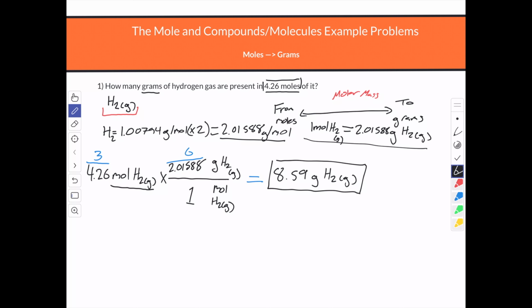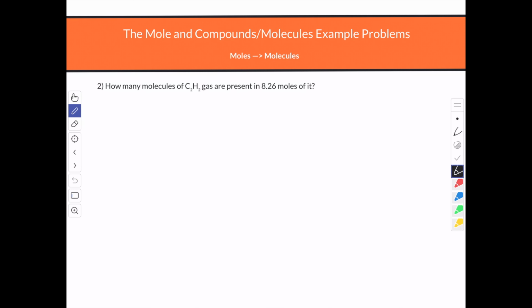Next, so that's a mole to gram problem. Now if we're going to do moles to molecules, well, let's take a look. How many molecules of C2H2 gas are present in 8.26 moles of it? Well, I'm starting from moles. And I want to go to molecules.